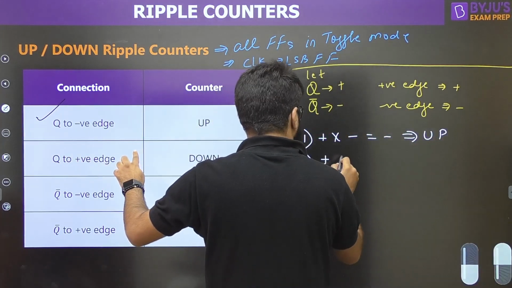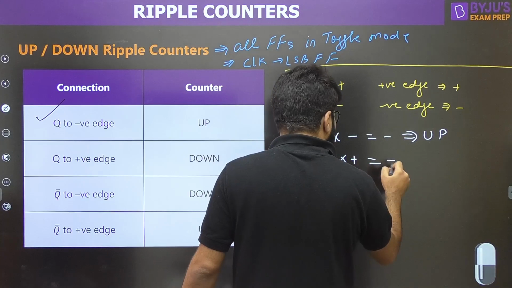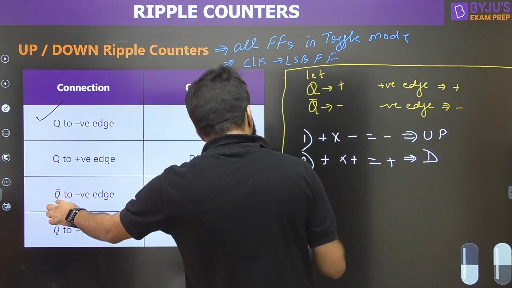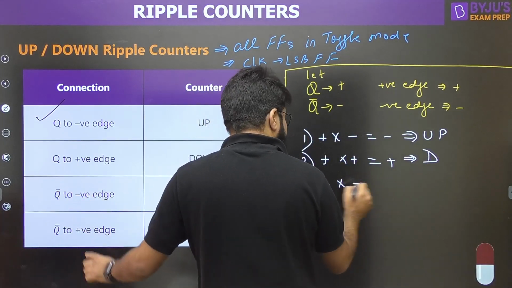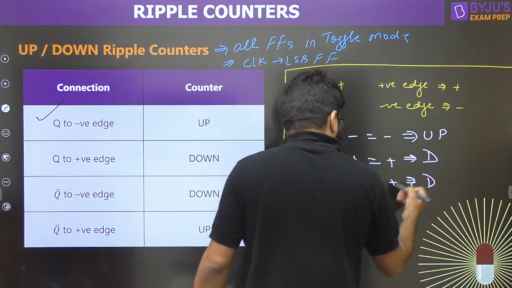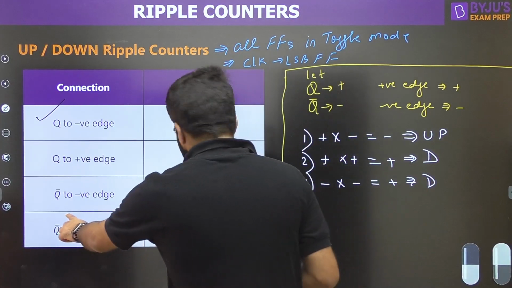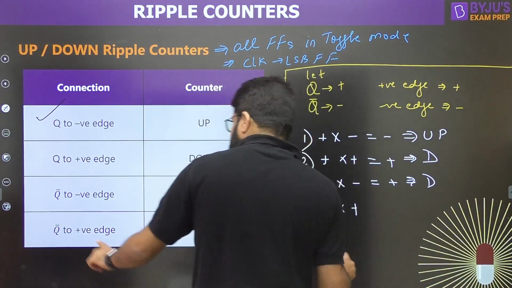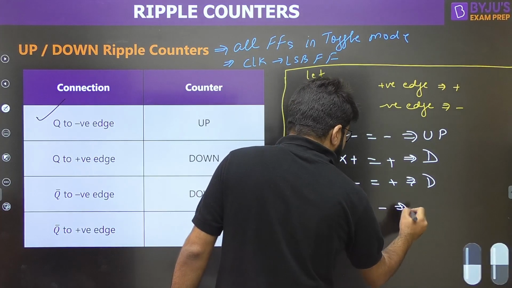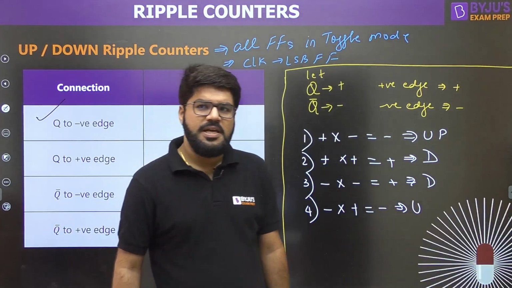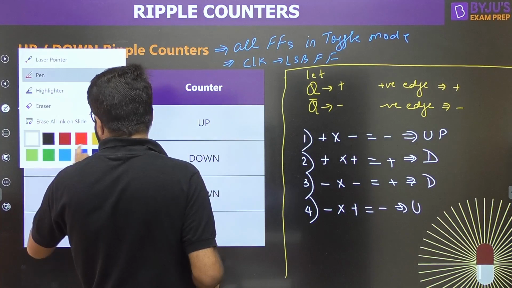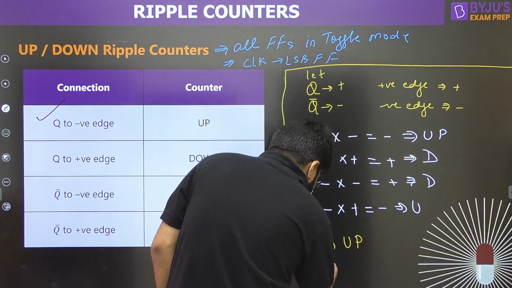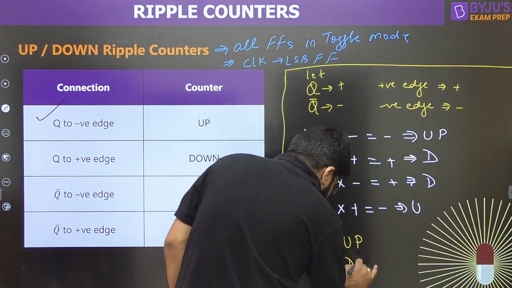Second, Q to positive. Q is plus, positive is also plus. Plus into plus is plus, and it is a down counter. Case number 3, Q bar to negative. What is Q bar? Minus. What is negative? Minus. What is minus into minus? It is plus, and it is a down counter. Last case, Q bar, that is minus, into positive edge. Minus into plus is minus, and then it is an up counter. So what is the trick that you can develop from here? Whenever the result is negative, it is up. Whenever the result is positive, it behaves as down.